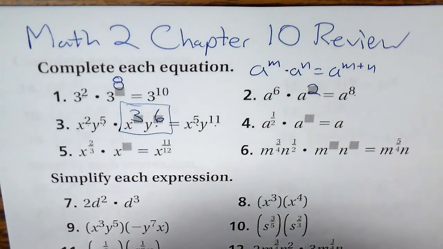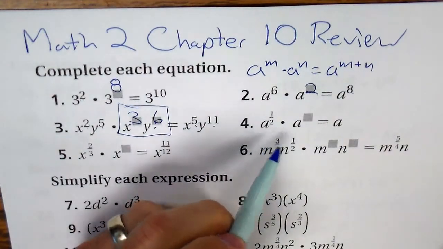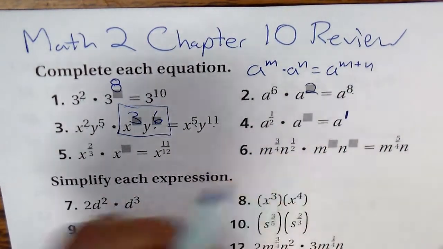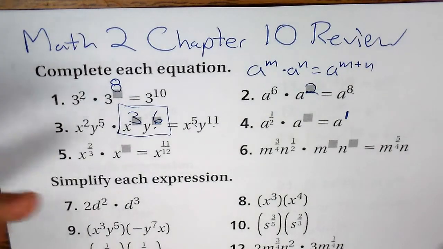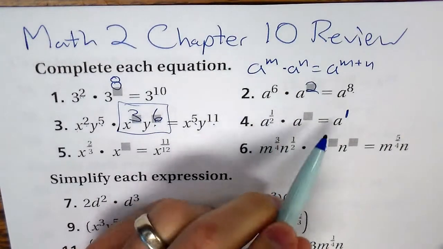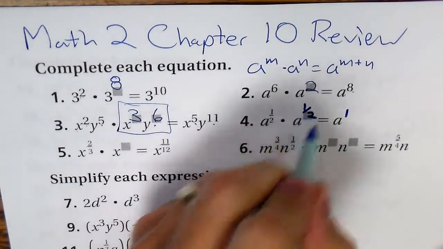So we'd have x to the 3rd, y to the 6th here. For number 4, we have a to the 1/2 times a to some power equals a to the 1st. Now it's really tempting here just to want to multiply and think, oh, I'll do 1/2 times 2, multiply and get 1. Not the case. What do we add to 1/2 to get 1? We would add 1/2.